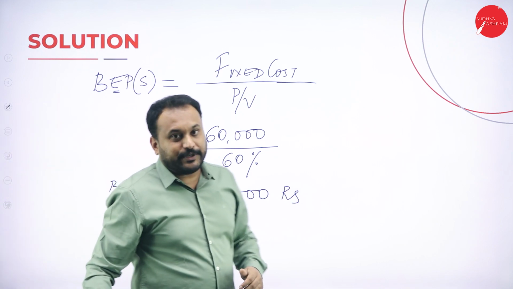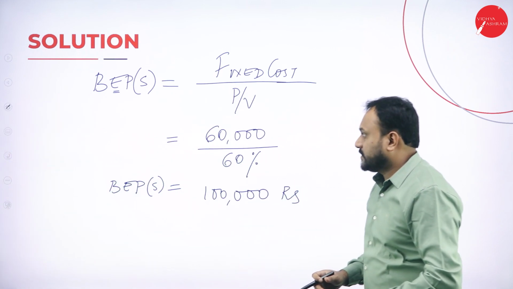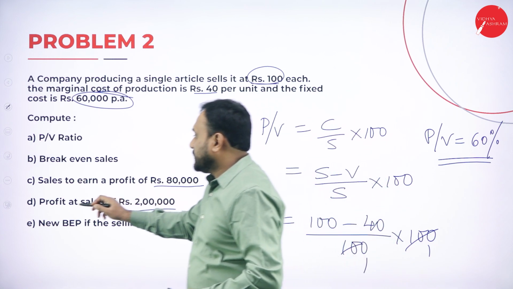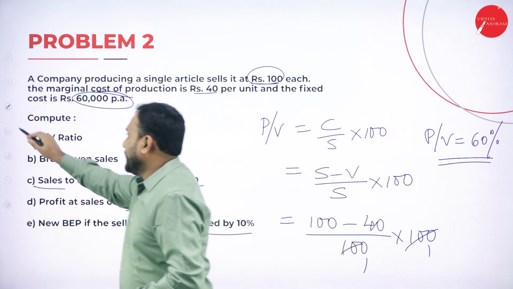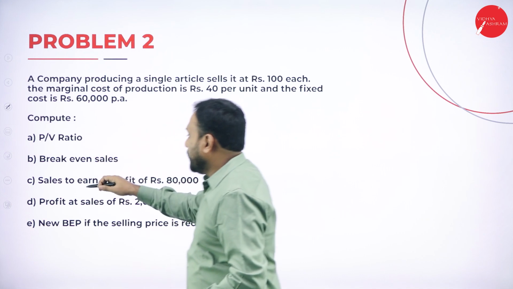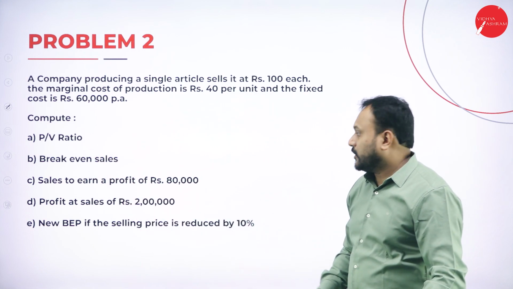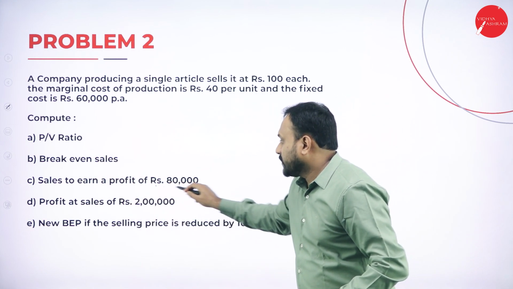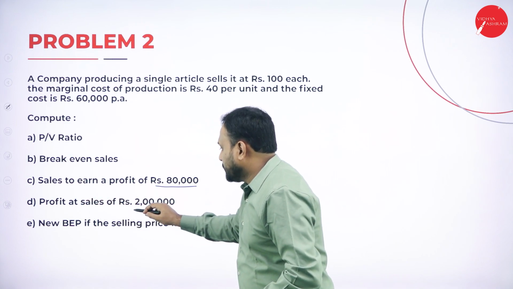Let's go with the next question. What is that question they are asking us? They are asking us the question, that is sales. So I'll just erase everything now. Okay, now sales to earn a profit of 80,000. Profit at sales rupees 2 lakh.